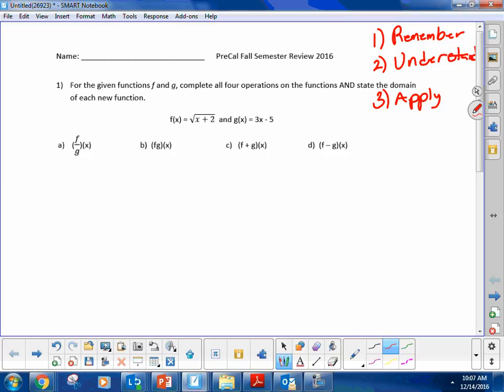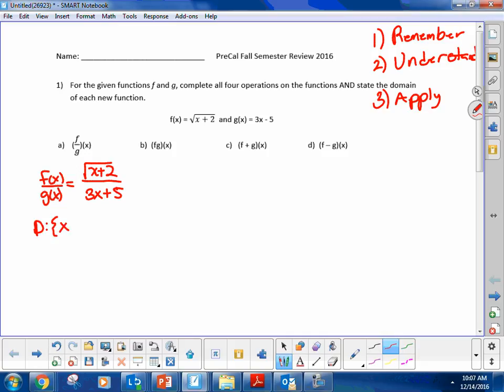But let's go ahead and take both functions. The first one they want us to do is divide. So that means I'm going to take f of x and divide it by g of x. I could pretty easily just write down the substitution of f of x and the expression for g of x. And I'm not able to divide this any further, so the only thing I can do is leave it in this format. This is the actual solution, but I need to state the domain.